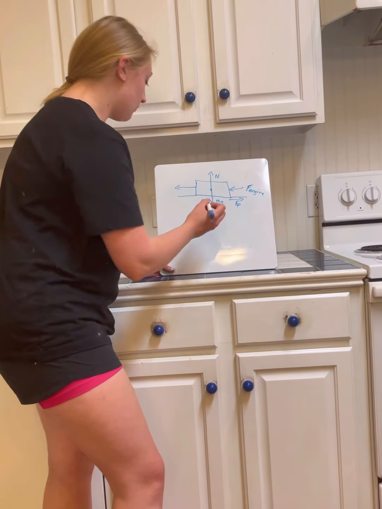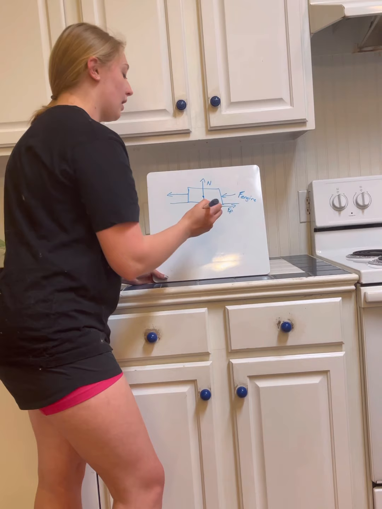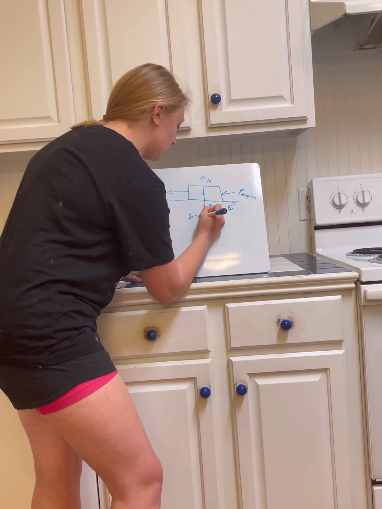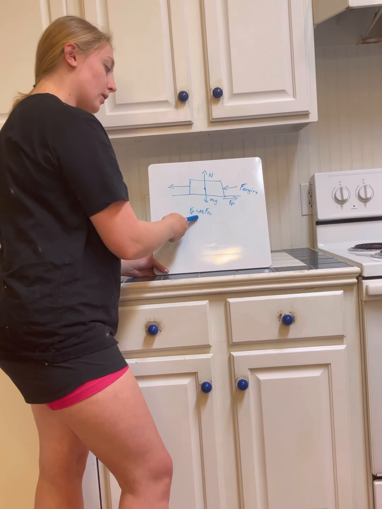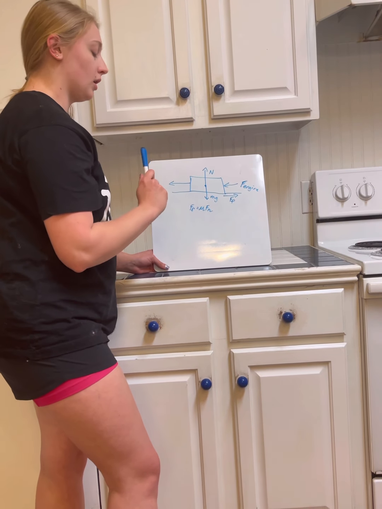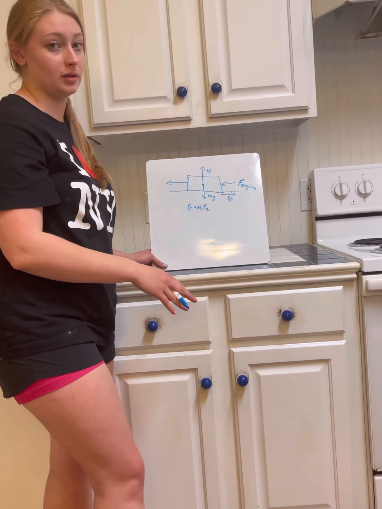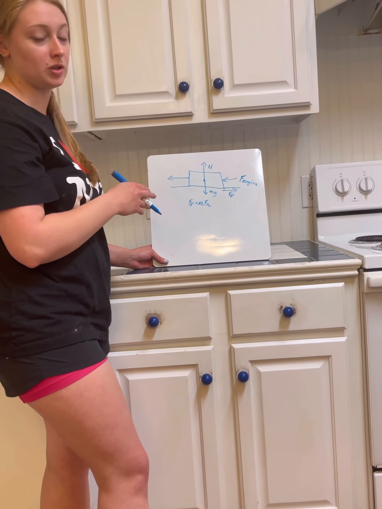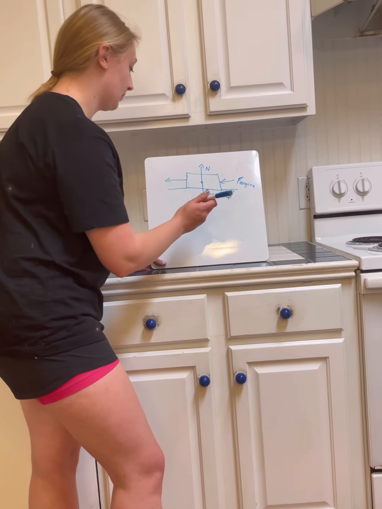And for our friction force, it's going to be equal to a coefficient of friction times the normal force. And this coefficient of friction depends on if the object is in motion or not. So since our train is in motion, it's going to be the kinetic friction coefficient.